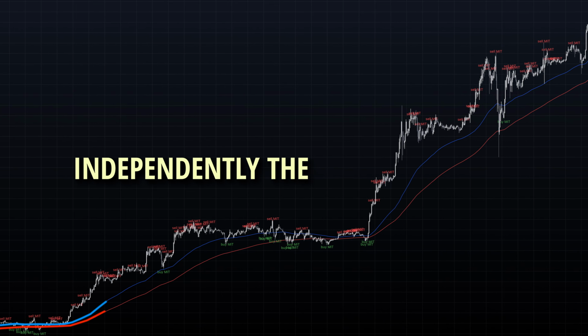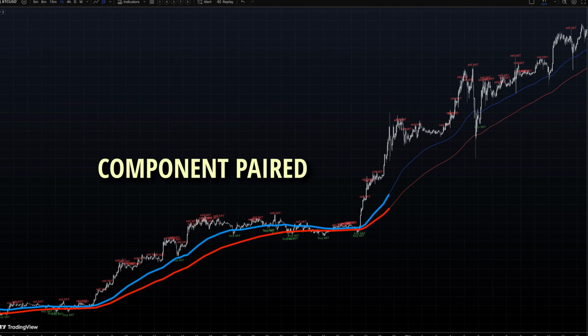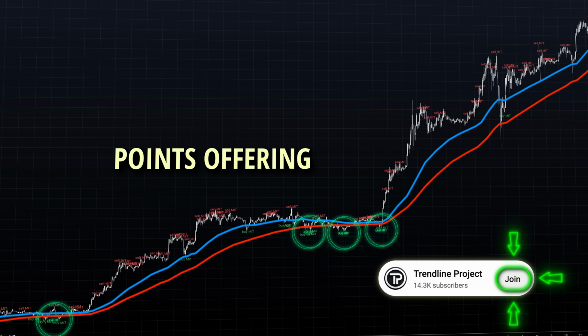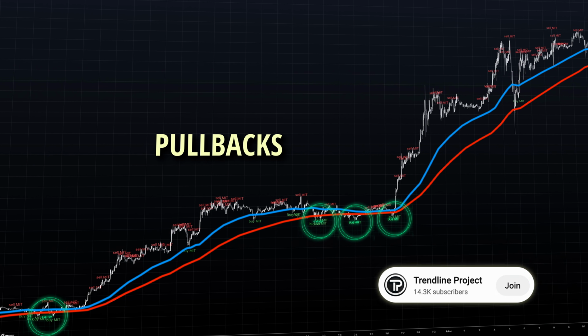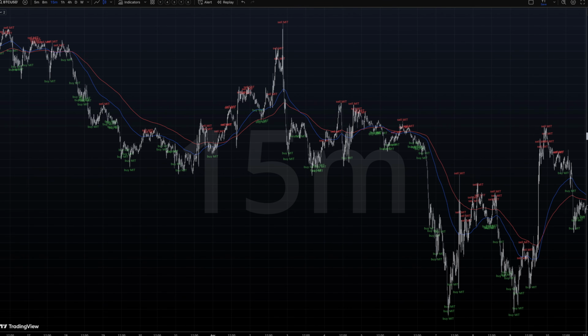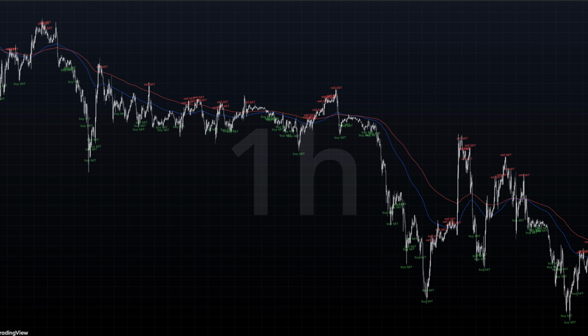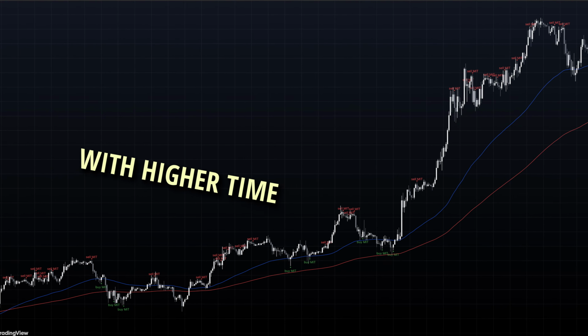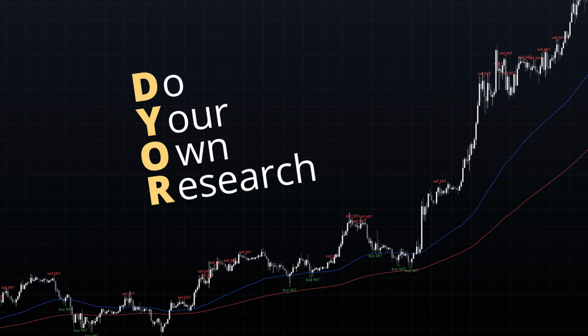Though functioning independently, the system's double EMA component paired with engulfing candle patterns provides more reliable entry points, offering additional confirmation after pullbacks. While this strategy can function across multiple timeframes, the engulfing candle pattern tends to be more reliable and effective on timeframes above 1 hour. I recommend starting with higher timeframes, but also DYOR.